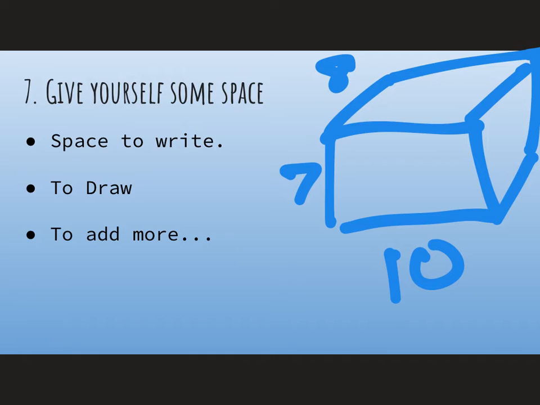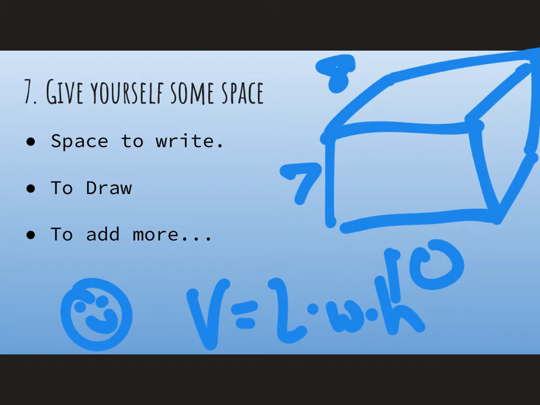To find the volume of a rectangular prism, you have to do the length times the width times the height. This way you have some space that you can actually draw on, and even maybe do a little fun doodle down the bottom, just to keep it interesting.